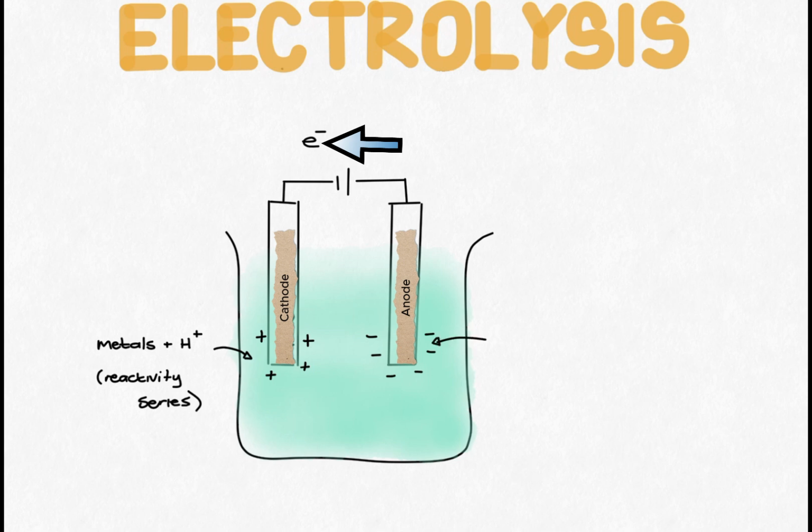Now, anions will be attracted to the anode, and these are usually nonmetals or hydroxide ions. Now, to understand what happens here, we need to look at the concentration of the electrolyte. Now, if a dilute concentration is used, then hydroxide will react, and if a concentrated electrolyte is used, then the nonmetals will react. Now, this is only true if my electrodes are non-reactive, meaning that they're made up of carbon.